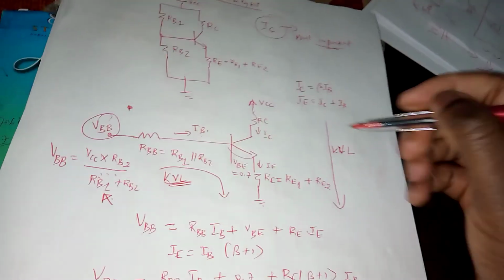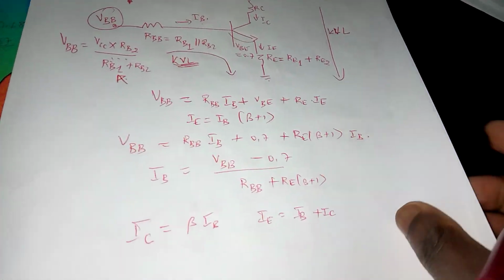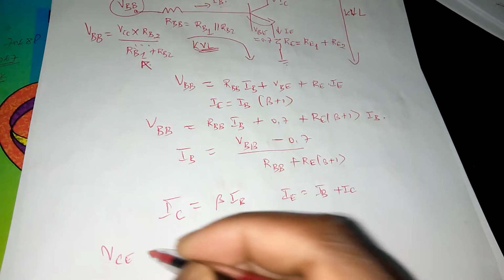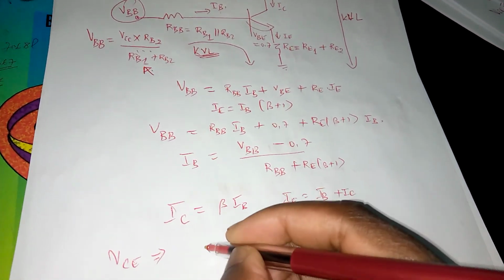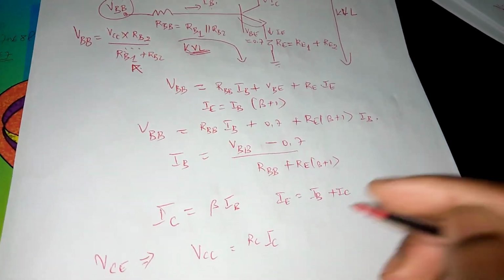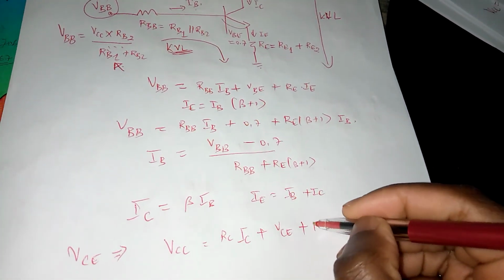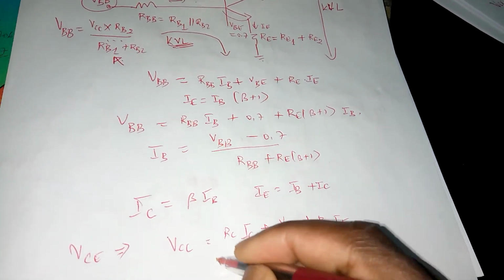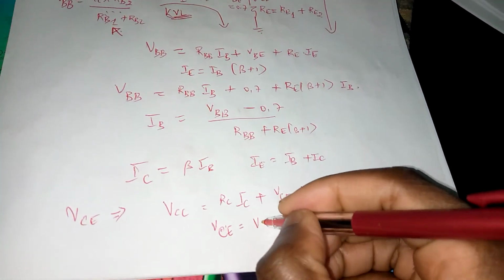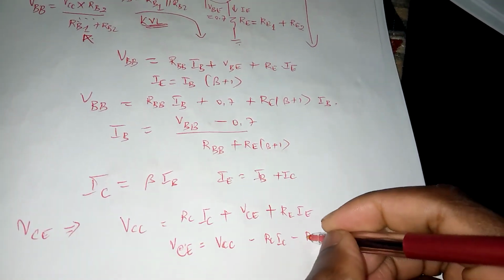If you look at the other Kirchhoff's voltage loop all the way from VCC to ground, that will allow you to get another very important DC characteristic of a transistor, which is VCE, the collector to emitter voltage. It comes from the fact that VCC in that loop must be equal to RC IC, because that's the current that flows through it. Then you go from the collector to emitter, and you go all the way to adding RE times IE. Then you can extract VCE as being equal to VCC minus RC IC minus RE IE.